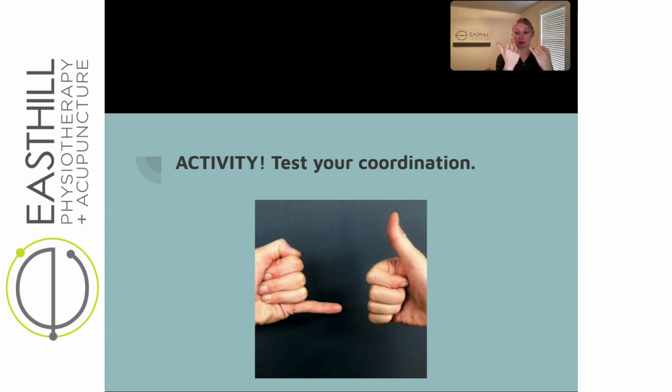So we're going to switch to thumb on the other hand and pinky on the other hand. And here I'll have you try and switch back and forth a few times as fast as you can, seeing how well your coordination is. Once you've had a chance to give that a go, we'll continue on with the workshop here.